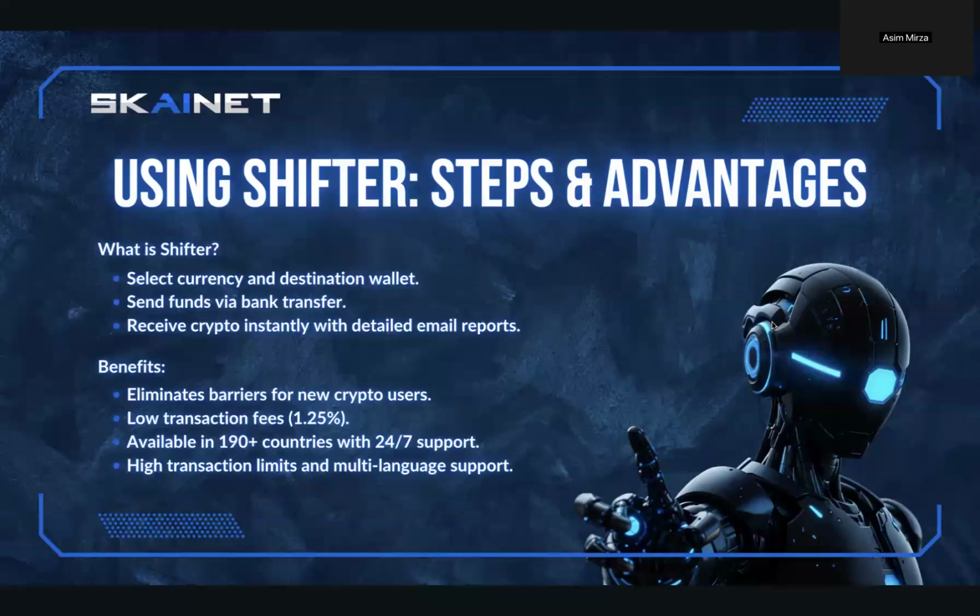And also Shifter is available in 190 plus countries, which could be beneficial for where you're living. It's a very easy solution to go from fiat to crypto and then from crypto back to fiat as well. And they have high transaction limits up to 500K. For our German community, I believe the numbers are a bit different. I believe it's up to 50K, but you can speak to Frank directly or to Shifter directly and they can increase that limit for you.